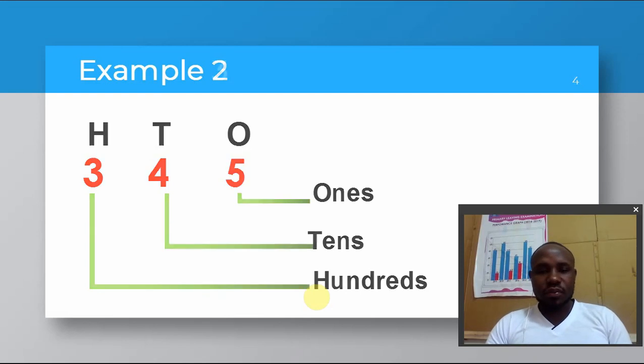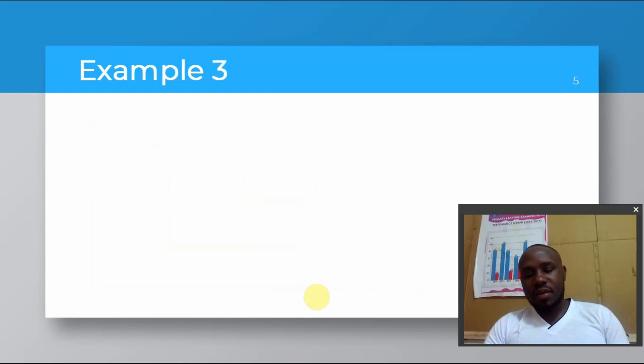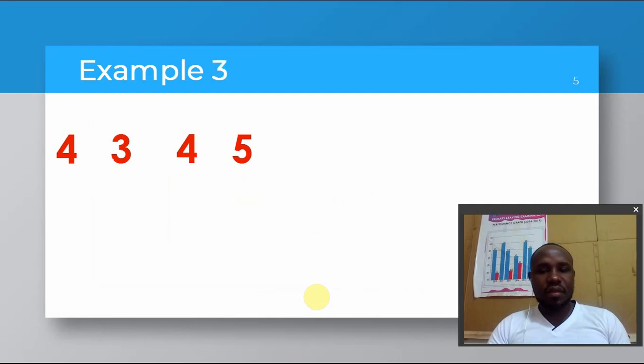Let's go. In example number 3, I have the digits there, not so many, but I've added 1 now. Last time we had 3, now we have 4. What is the first digit? What is its place value? As earlier we said, you can tell me the place value of 5, the place value of 4, the place value of 3, and the place value of the last 4.